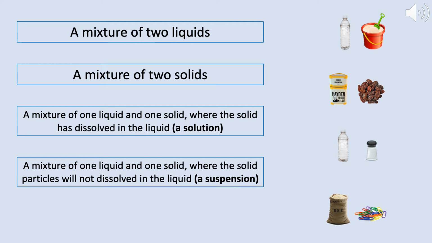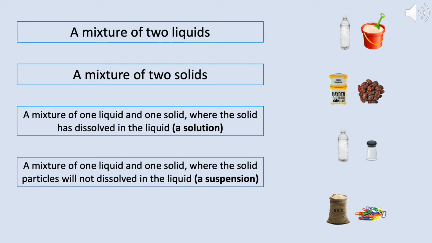Now the first 2 are nice and easy. It's a mixture of 2 liquids or a mixture of 2 solids. Those are fairly simple. You can see then the third one is a solution. You can see that in bold. And a solution is when you've got a mixture of 1 liquid and 1 solid, where the solid has dissolved in the liquid. So the solid is soluble and the solid has dissolved into the liquid. That is called a solution.